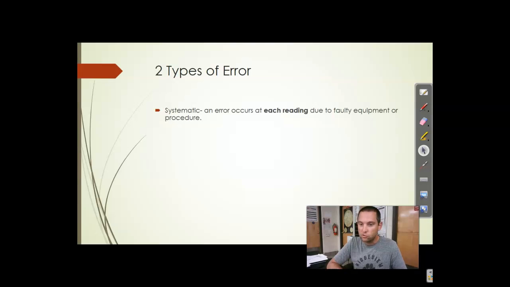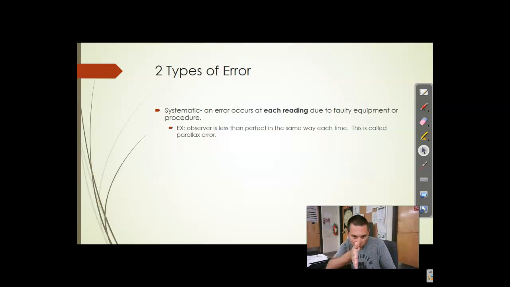Systematic occurs at each reading due to faulty equipment or procedure. For example, if the observer is less than perfect looking at the measurement in the same way every single time. If I'm doing a reading and I have to look at the reading straight on, well, that's going to give me an answer. If I look at it from a slight angle, it's going to appear that the reading is slightly off.